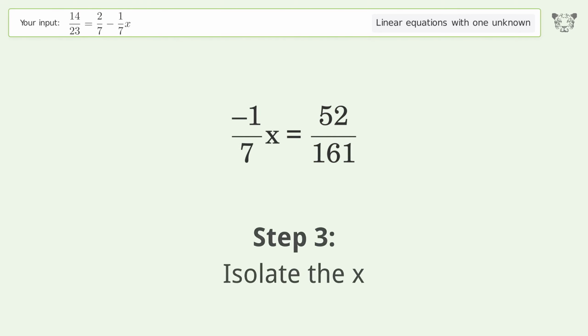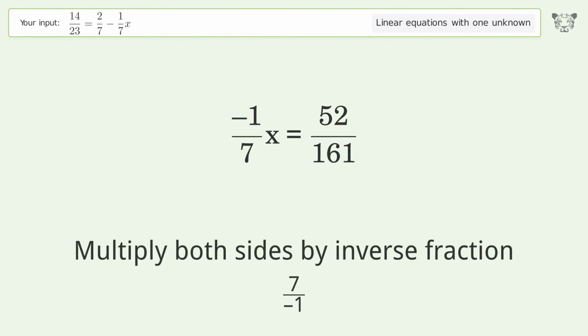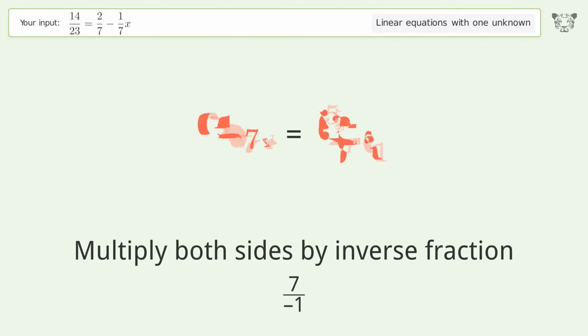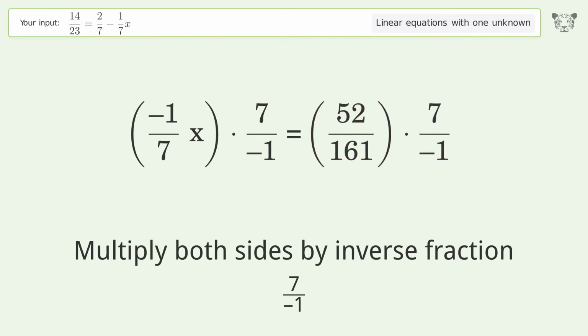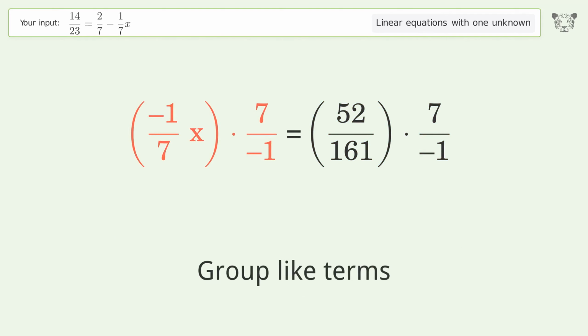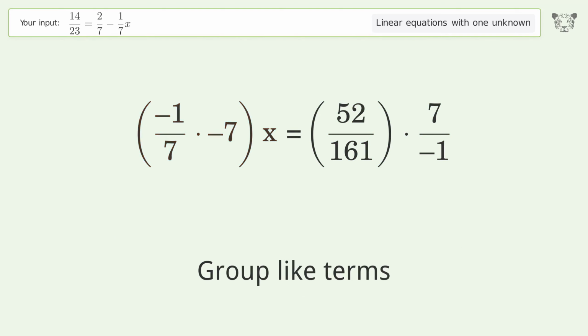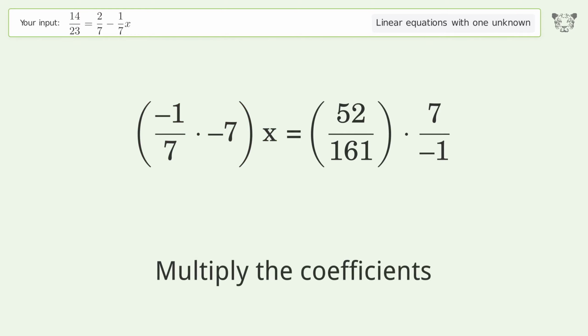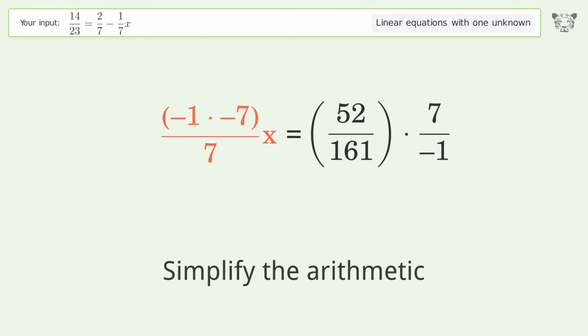Isolate the x. Multiply both sides by inverse fraction 7 over negative 1. Group like terms. Multiply the coefficients. Simplify the arithmetic.